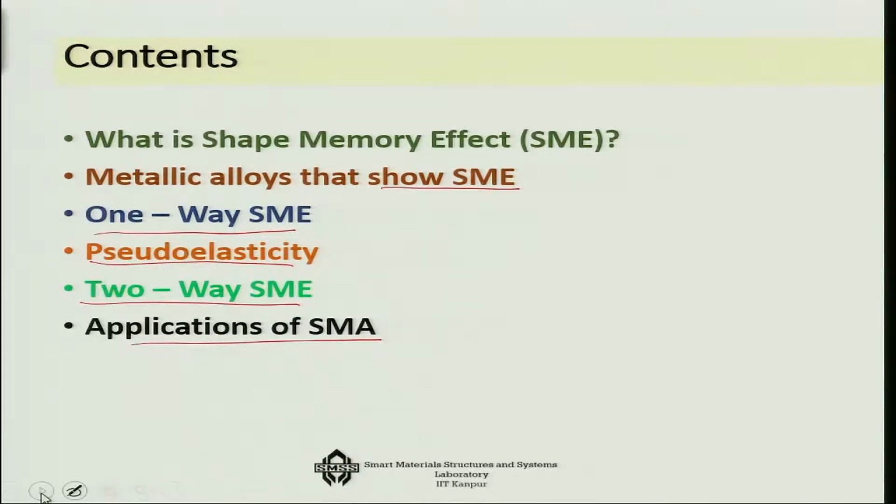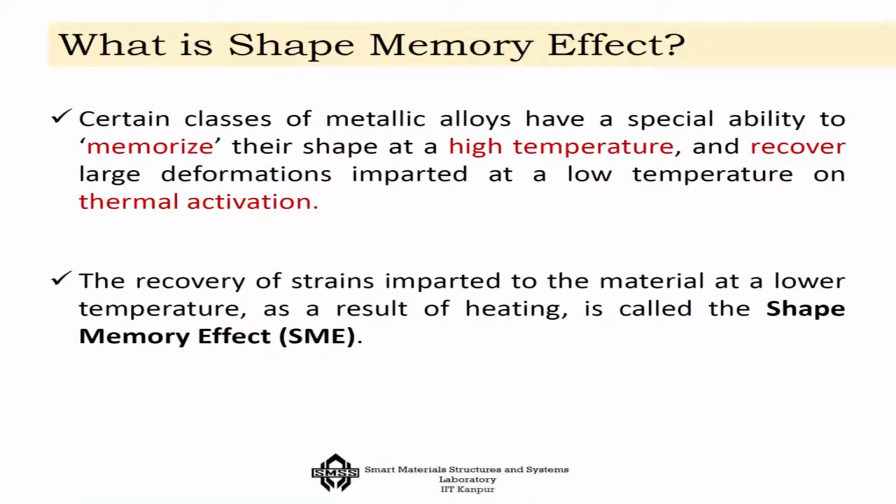So, let us first see what is this shape memory effect. There are certain classes of metallic alloys which have a very special ability. This special ability is to memorize their shape at a particular temperature, and then if it undergoes large deformation at a low temperature, the moment you thermally activate it, once again it will get back its shape. So, I would rather say generally it is to memorize the shape at a high temperature.